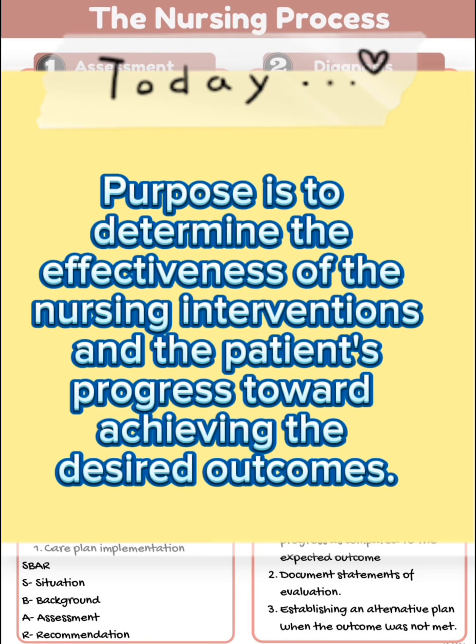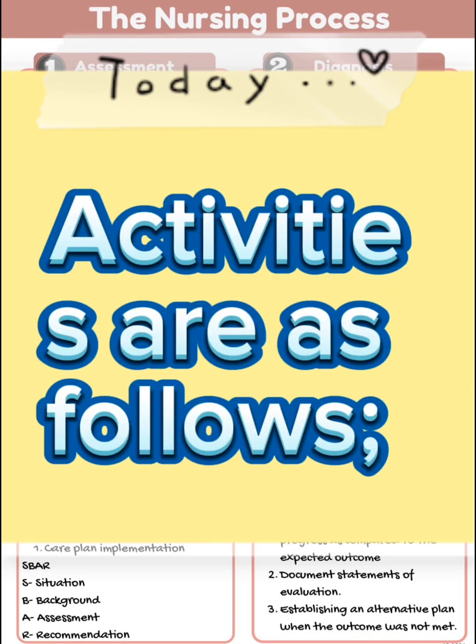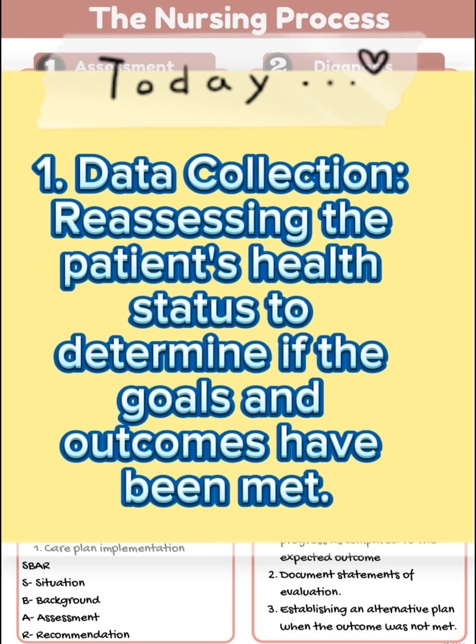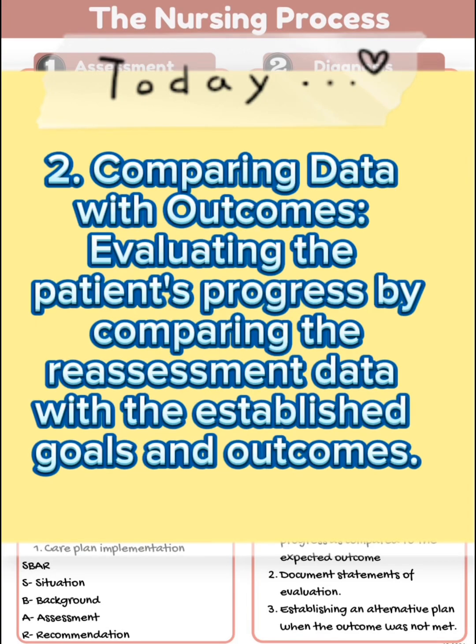Purpose is to determine the effectiveness of the nursing interventions and the patient's progress toward achieving the desired outcomes. Activities are as follows. 1. Data collection. Reassessing the patient's health status to determine if the goals and outcomes have been met. 2. Comparing data with outcomes. Evaluating the patient's progress by comparing the reassessment data with the established goals and outcomes.